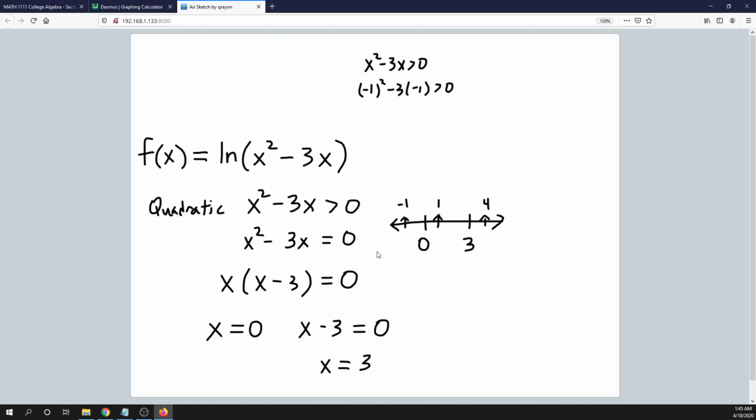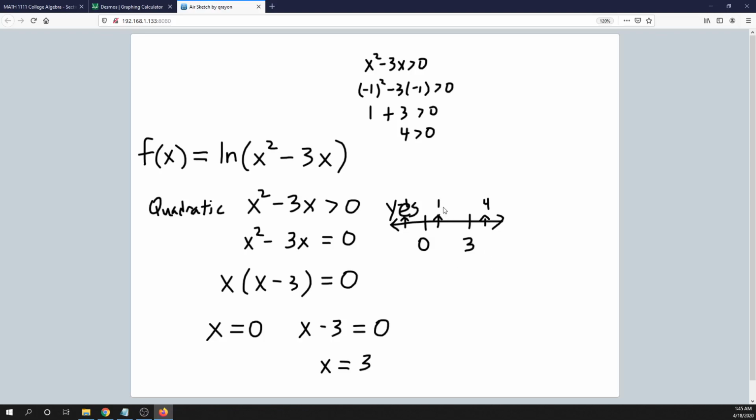All right, so I'm going to take this -1 and plug it into this inequality. Up here, I get 1 plus 3 is greater than 0, so 4 is greater than 0. It is true that 4 is greater than 0, right? And so what that means is -1 is a solution of this inequality. And it's all or nothing on each piece. So that means that all of these numbers over here to the left of 0 are solutions.